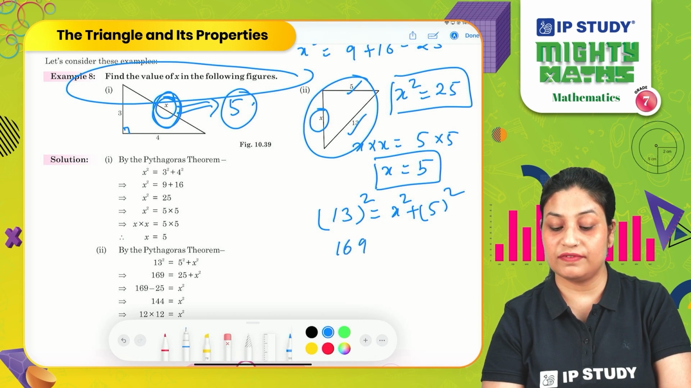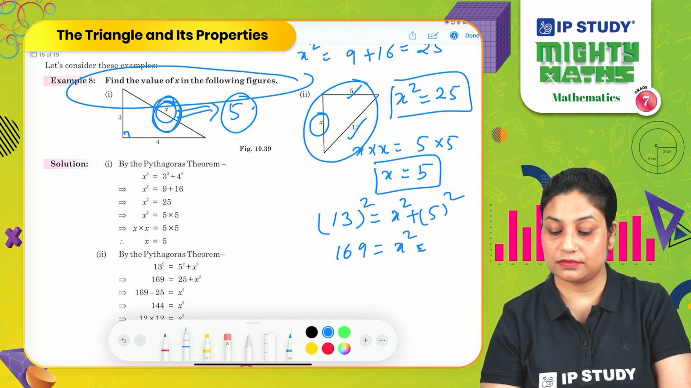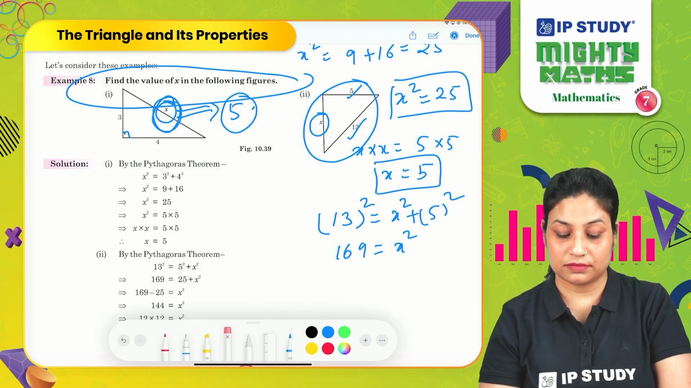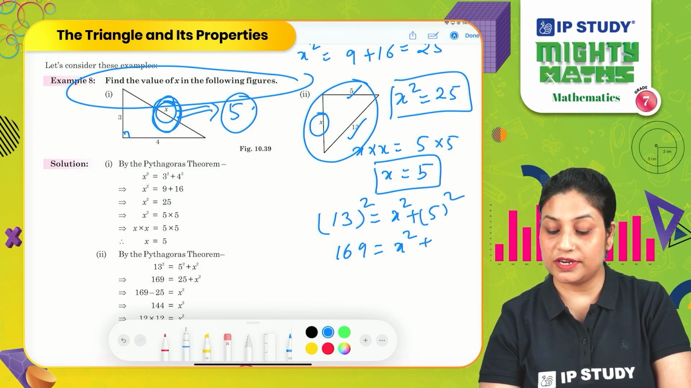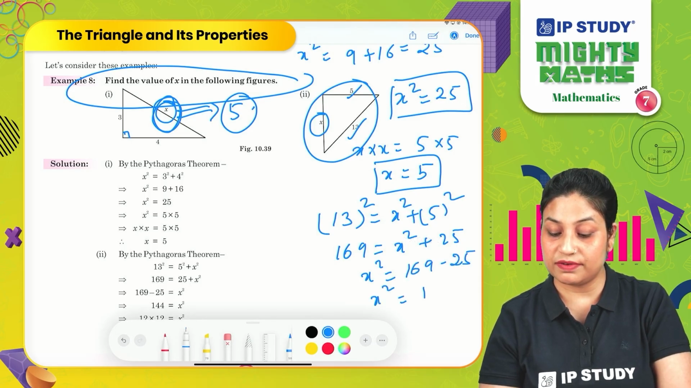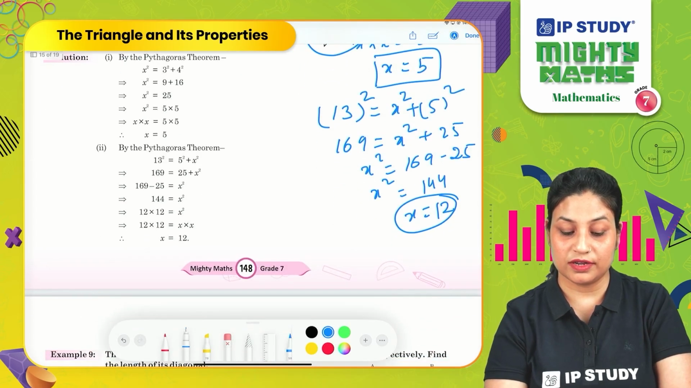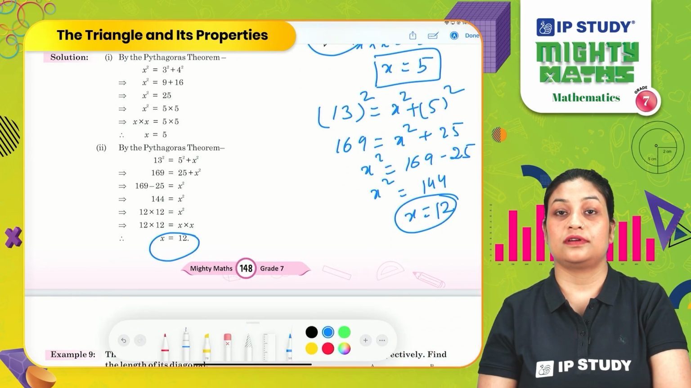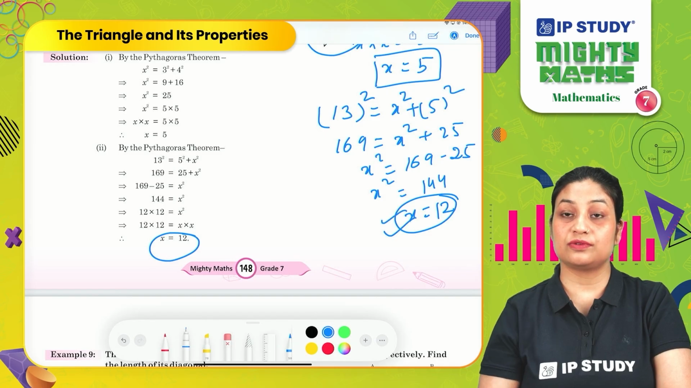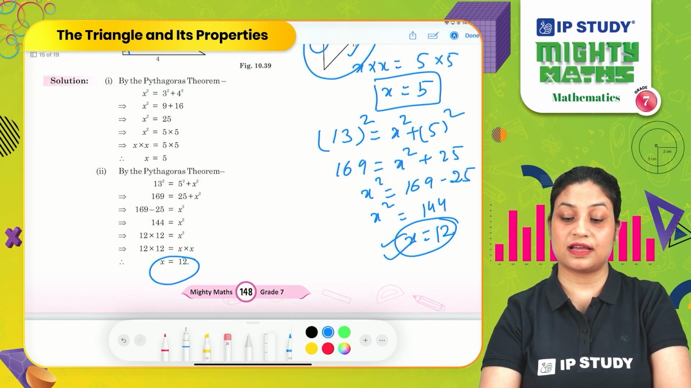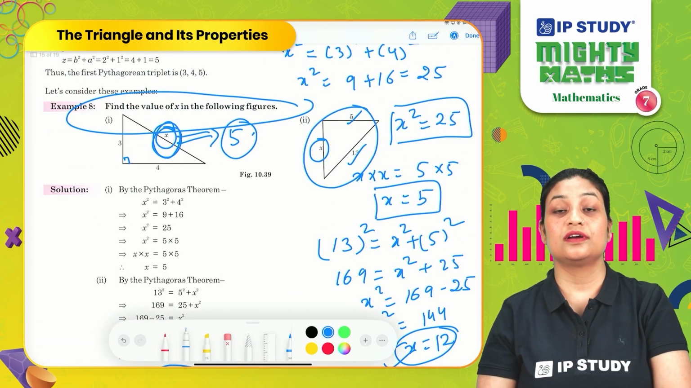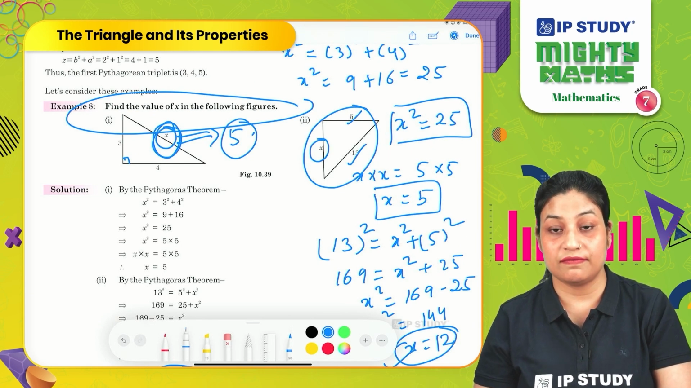When you solve it, what will you get? You will get 169 minus 25. That comes out to be 144, and the value of x comes out to be 12 over here. Right? So I hope you have understood the meaning of Pythagoras theorem, and the examples that we have taken help you to understand this property very well.